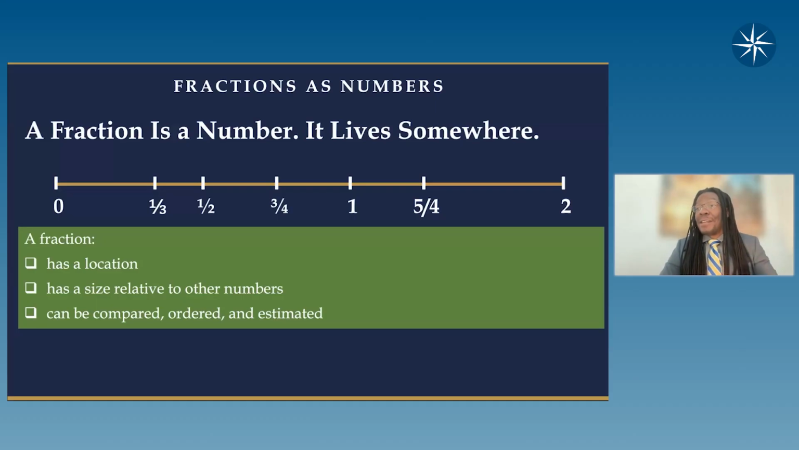So a fraction has a location. The location tells its magnitude. It has size relative to other numbers, and they can be compared, ordered, and estimated. So if I ask a child to show me where they would place 2/3, at least they should put it above 1/3. So we know that they are going to put it above 1/3. The next part is to help them understand, should it go above a half or below a half? And that's a different type of discussion.